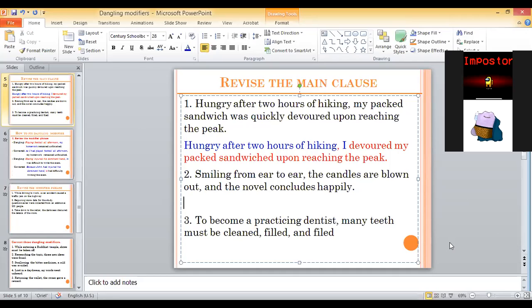Smiling from ear to ear, the candles are blown out, and the novel concludes happily.